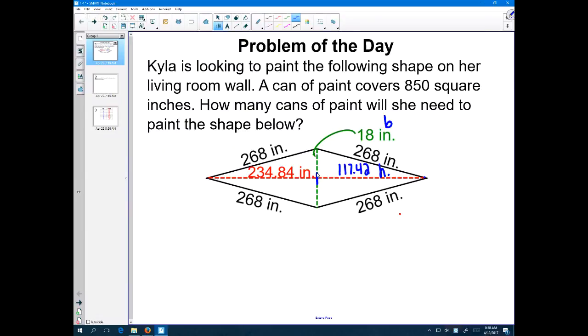So that we know the base, we know the height. Richard, what can we do with those 2 numbers? Add them? Not add them. Want to take a second chance? Not divide. Multiply those together. 117.42 times 18. When you do that math, you should get what?